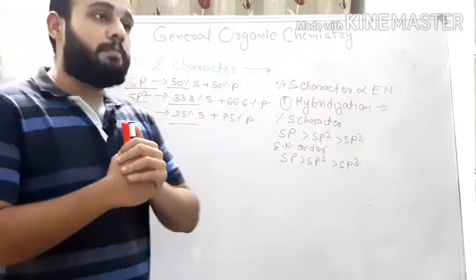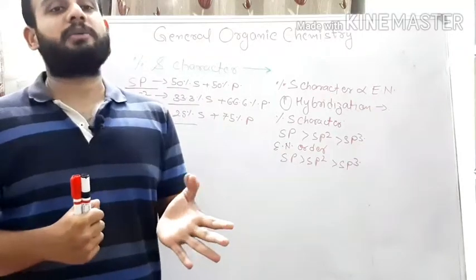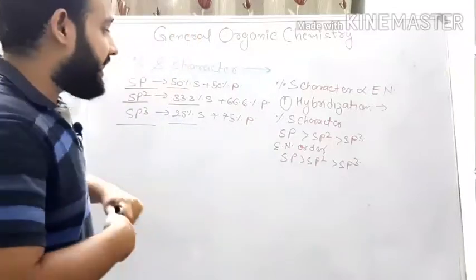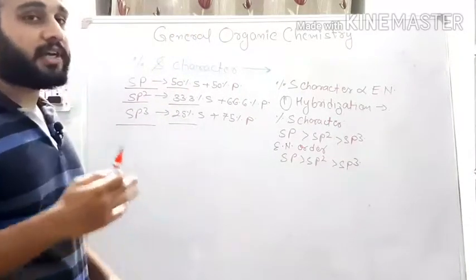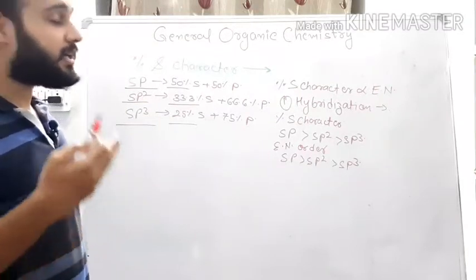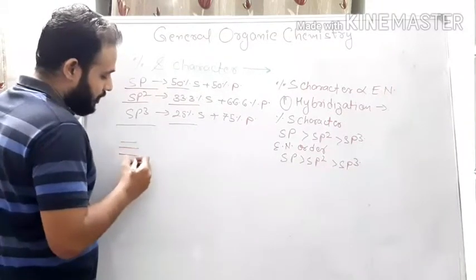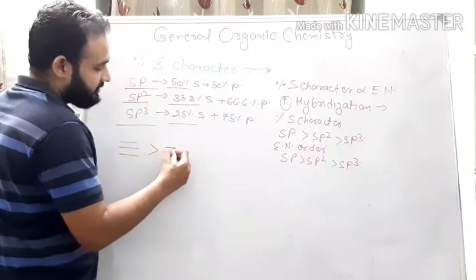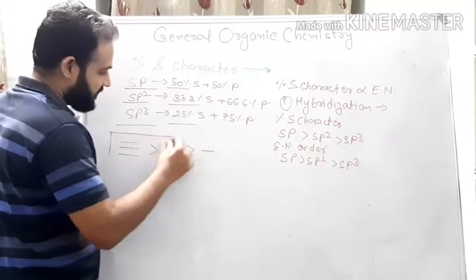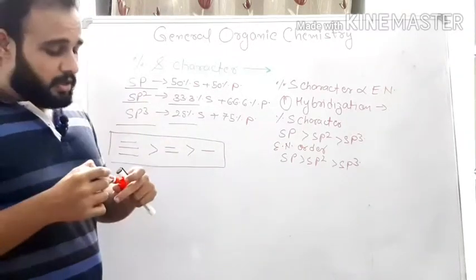For example, when you compare the electronegativity of simple hydrocarbons, alkane, alkene and alkyne, the alkyne will have the highest electronegativity compared to alkene, and alkene has higher electronegativity than alkane. So in simple hydrocarbons, a triple bond has greater electronegativity than a double bond, and a double bond has greater electronegativity than a single bond, according to this concept. Understood, friends?